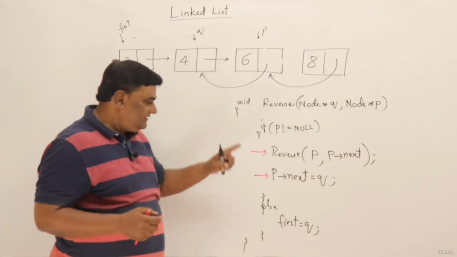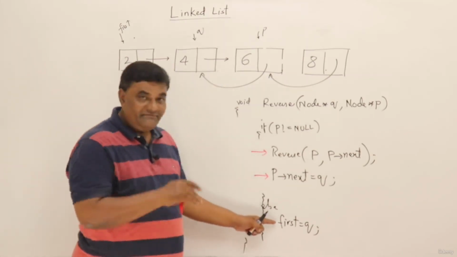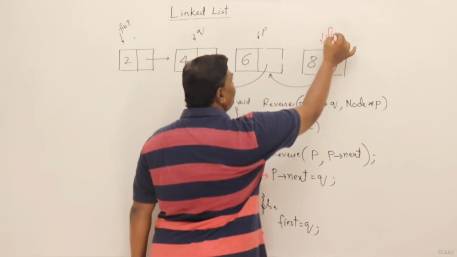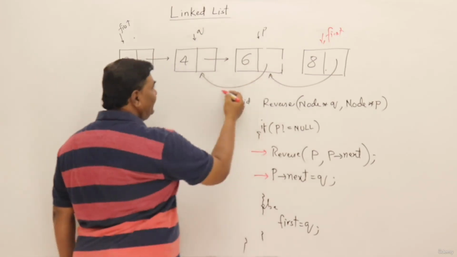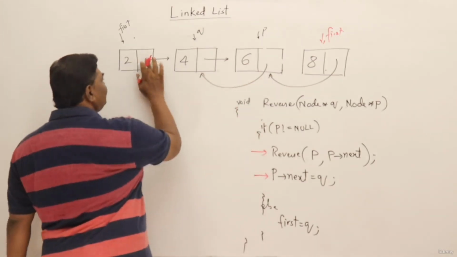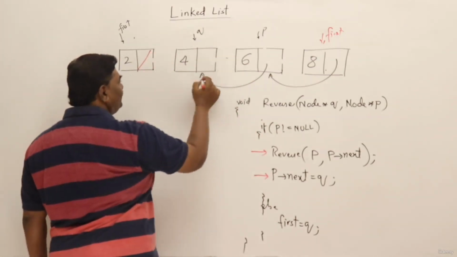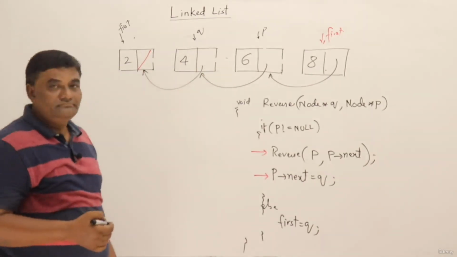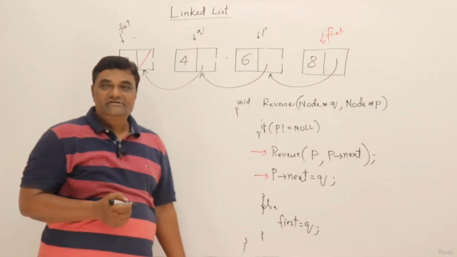And when P became null, I have also written in the else part that first should be brought upon that node. When Q was here, at that time first was brought here. So this becomes the first node, then the next, the next, the next. At last, this will be null and this will be pointing on this one. So that's all about reversing a linked list.